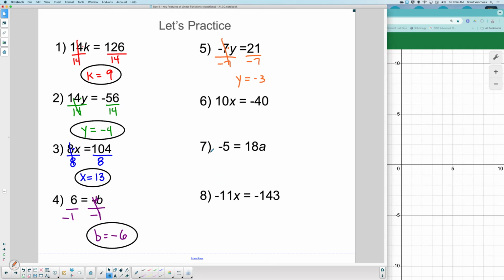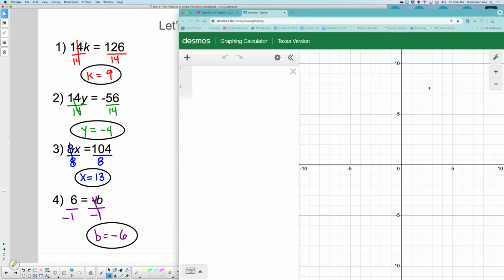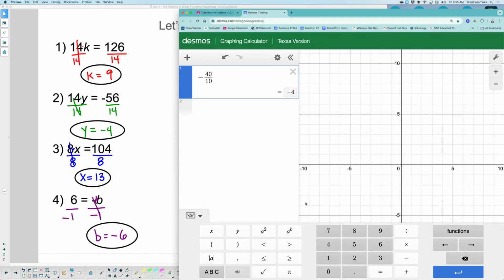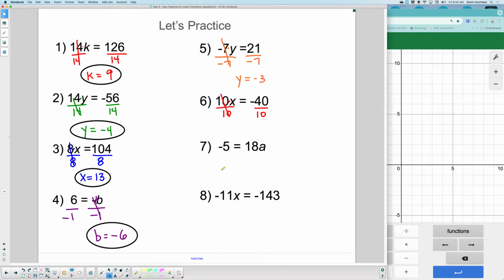Okay, next one. Deja, what would you do for the next one? It is multiplying, so what would you do if it's multiplying? Okay, so if this is multiplying, we divide by what number? 10, perfect. So we're typing in -40 and dividing that by -10. -4, yeah, good correction. I heard you the first time, and I heard you correct yourself, good. -4.